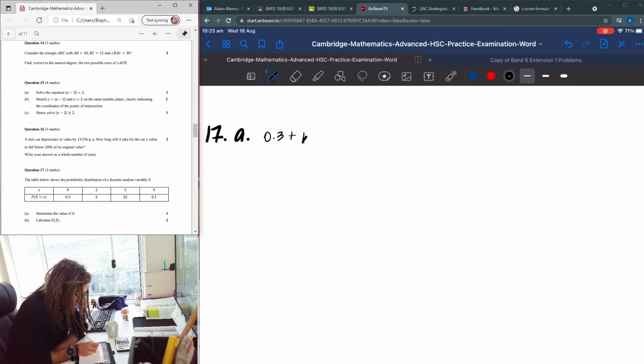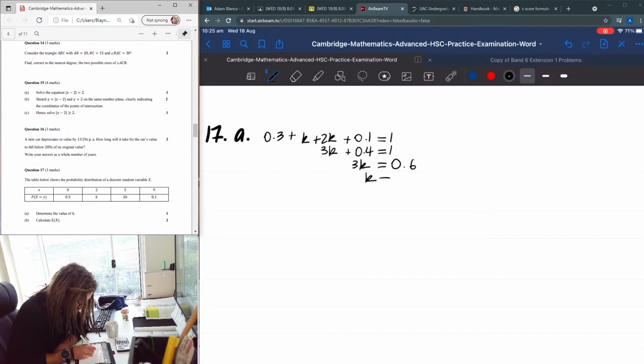So 0.3 plus k plus 2k plus 0.1 just needs to equal 1. Okay, well that's 3k plus 0.4 equals 1. 3k equals, what's 1 minus 0.4? 0.6. k equals 0.2. Seems legit.